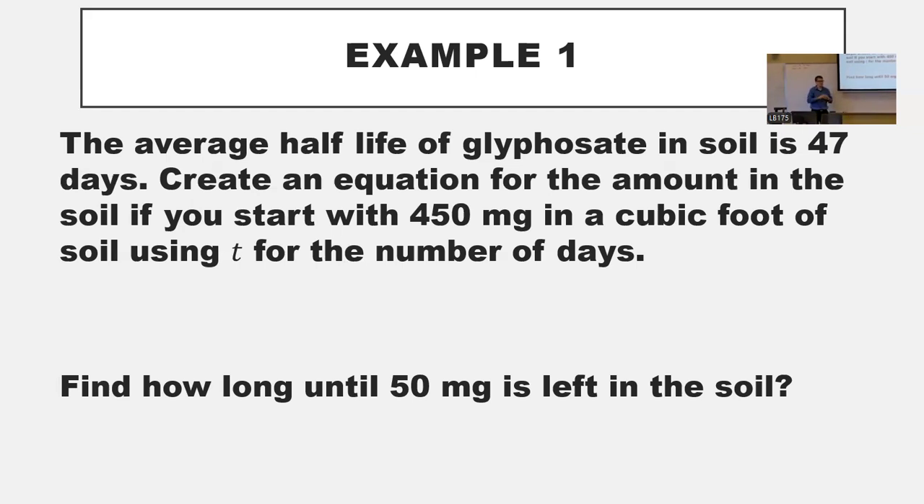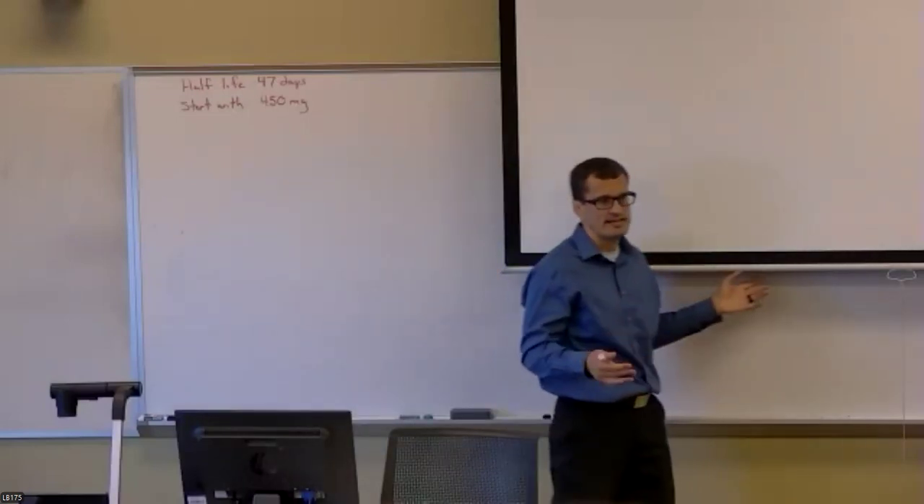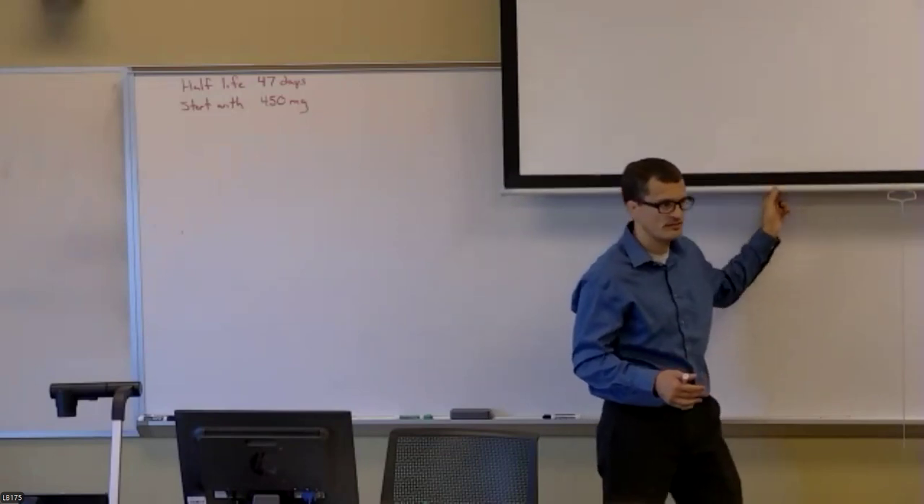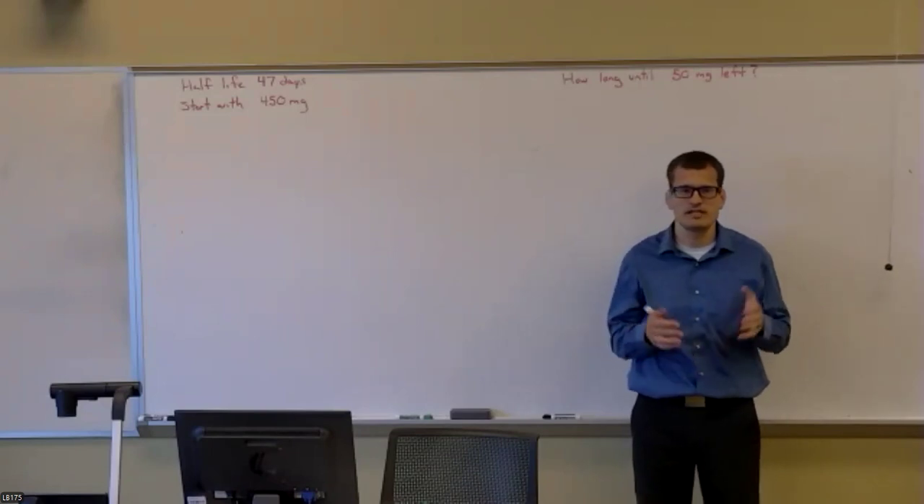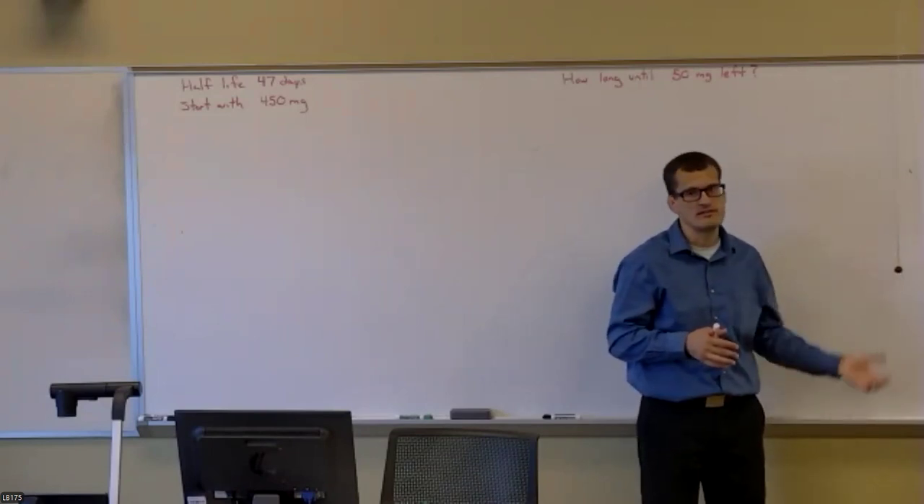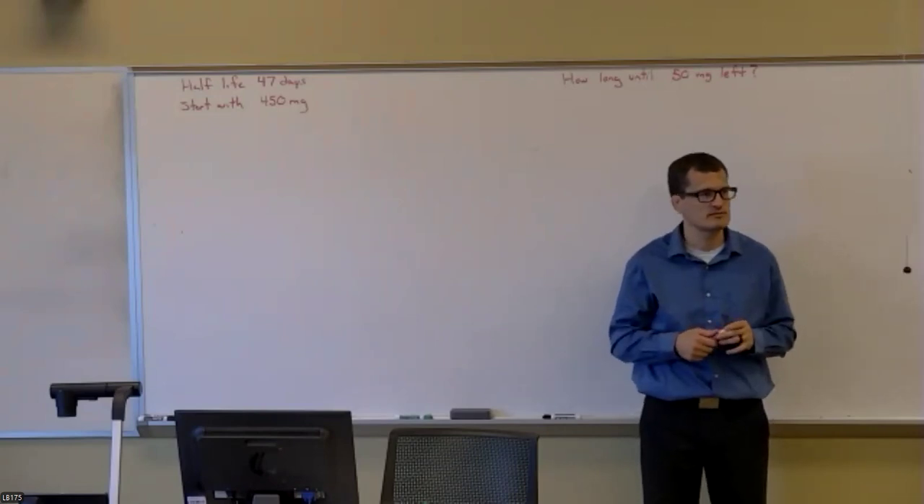So glyphosate is a chemical you put on, it's Roundup basically, but it's the active ingredient in Roundup. We have 450, and then in 47 days, it's going to get cut in half. Every 47 days, it's cut in half. So you wait 47 days, on average, it gets cut in half. Wait another 47 days, another cut in half. Another 47 days, another cut in half.